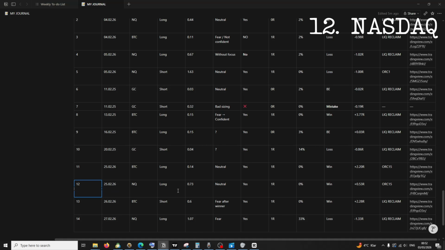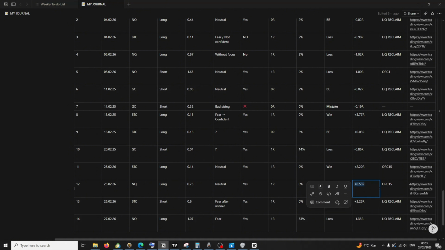Trade number 12, NQ. This is also a long position. Size is a lot bigger now because this is the other system, and this requires quite much larger sizing than the liquidity reclaim system, because I would say this is a swing system and this is a low time frame system, what could be turned into a swing trade sometimes. So this resulted in a winner, plus 0.53 R. Not as much, but still a winner.